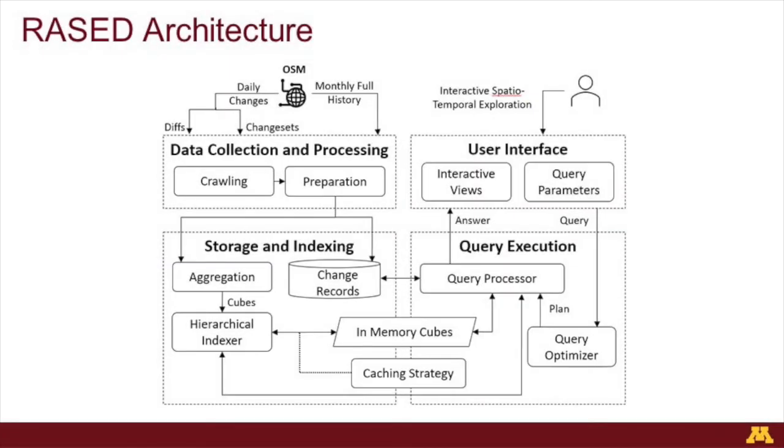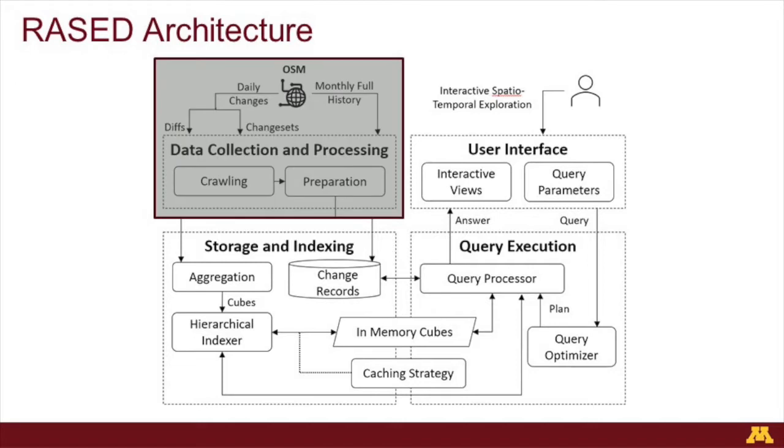So, how does RASED achieve this? The following figure shows the architecture of RASED, which is composed of 4 main modules. I will give a brief explanation for each one of them. The first module is the data collection and processing, which is primarily responsible for 2 tasks. 1. Crawling map updates from multiple sources in OSM every day, and 2. Preparing these updates for consumption by filtering out irrelevant data, merging multiple data sets, and extracting location information, and so on.